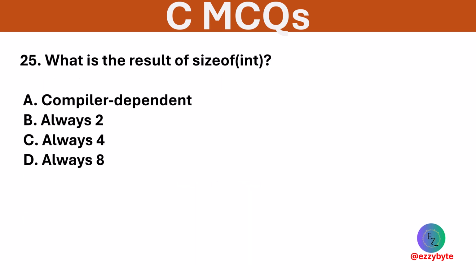What is the result of the following? Options are compiler dependent, always 2, always 4 and always 8. Option A is correct. The size of int varies by compiler and system architecture.